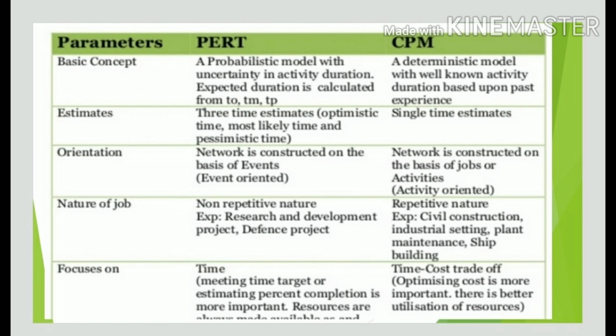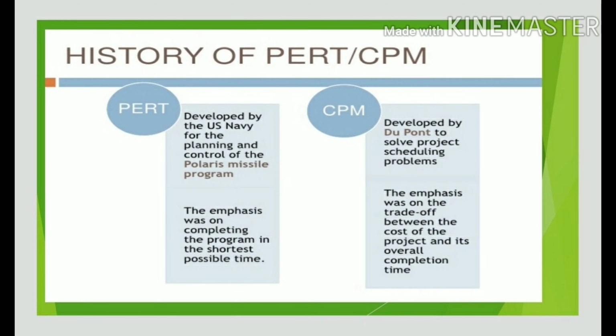Next is the basic comparison between PERT and CPM. PERT is a probabilistic model, CPM is a deterministic model. PERT estimates three times: optimistic time, most likely time, and pessimistic time. CPM estimates a single time.